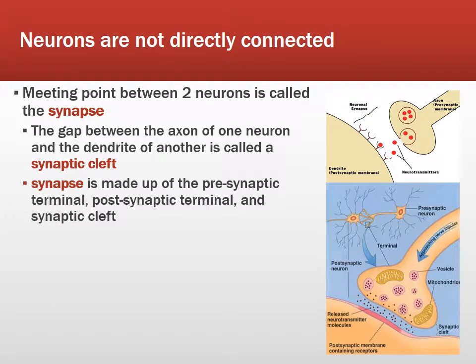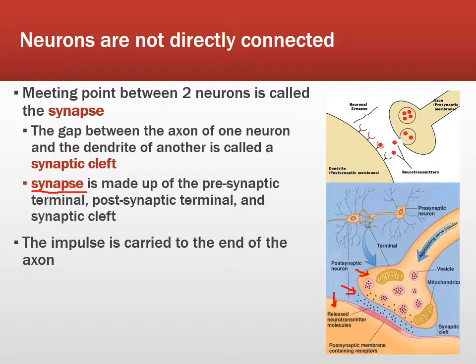A synapse is made up of your presynaptic terminal. Remember, pre is the one before the synapse. And then you've got your postsynaptic terminal and the cleft. All three of these things together make up your synapse.